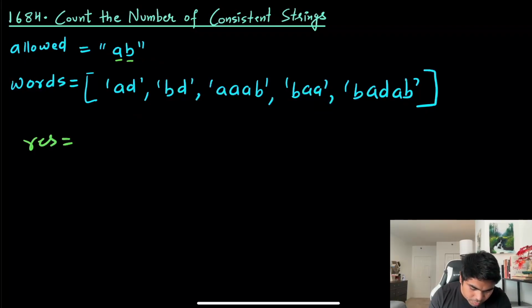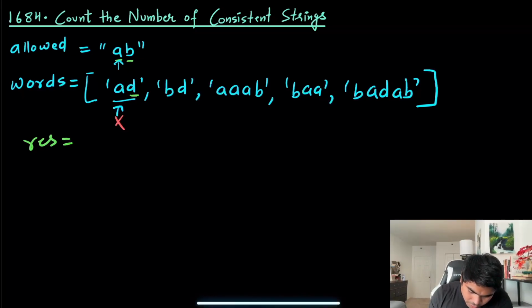So let's check. The brute force way of solving this problem would be, for each word, I will check each and every character of it, whether that character is present in my allowed. So here I will go through all my words and then check if A is present in allowed. Yes, it is. Is D present in my allowed? Well, no. So that's why this is not the word that I'm looking for.